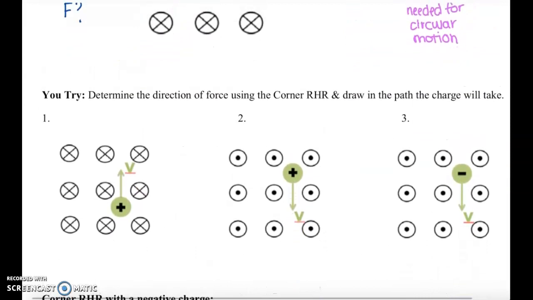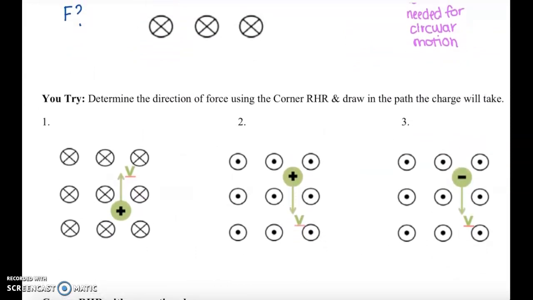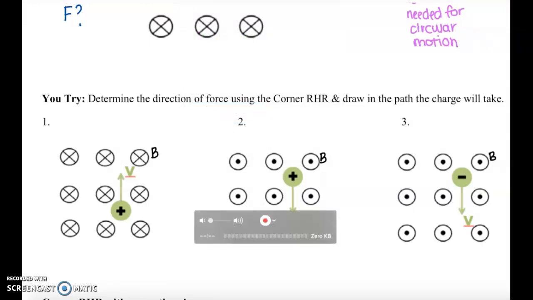So let's take a look at these next three problems. I would like you to try these problems, so pause the video. I'd like you to determine both the direction of the force and then to draw the path that the charge would take. Again, sorry for my lack of labeling. All of the black is representing magnetic field. So pause here, try those, and come back to check your answers.